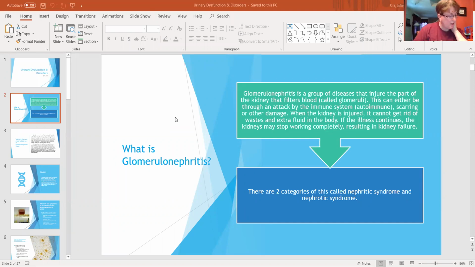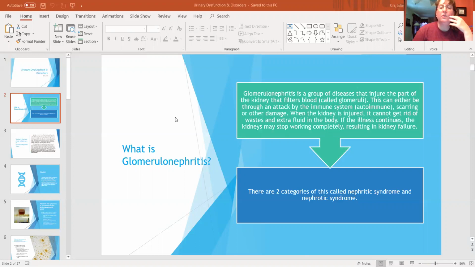Okay, so in this PowerPoint, this first starts talking about glomerulonephritis. What that is, it's a group of diseases that injure a part of the kidney that filters the blood. So we're specifically talking about the glomerulus. This can be through an attack by the immune system, which typically is what it is, where you have these antibody-antigen complexes that form and start to cause inflammation inside the glomerulus and it injures it.